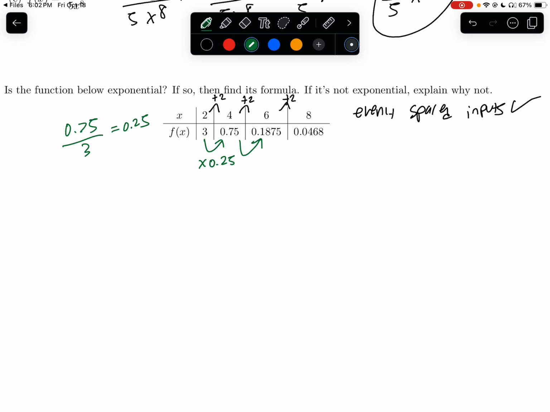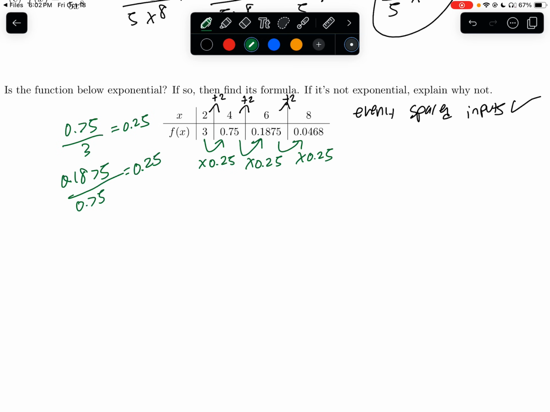What number do I have to multiply 0.75 by to go to the next? So I would divide them. 0.1875 divided by 0.75, and I also get 0.25. And so this number is also that, and then it's the same number here as well. You can check that works.